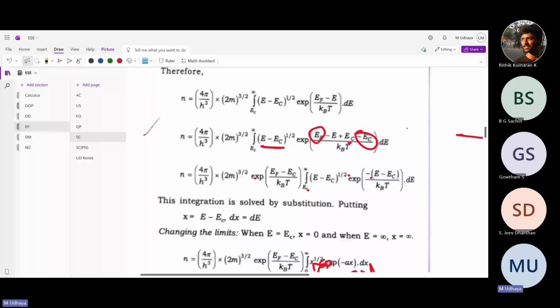Something that I don't know. I know Ec, right? But I don't know all these quantities. So I have to put that in a nice format. How will I put that? So for that, you write a nice logic.